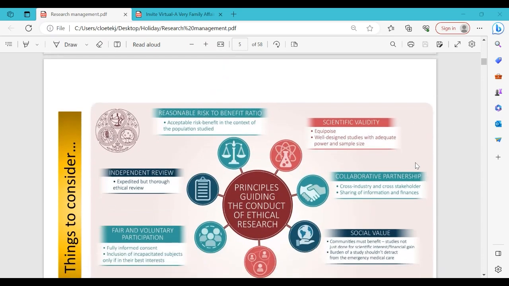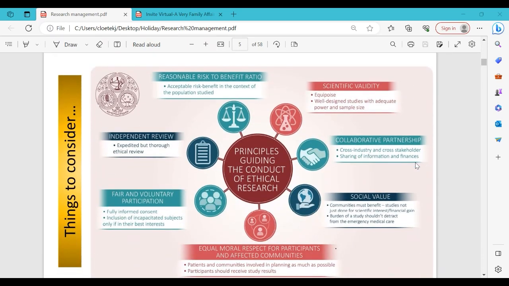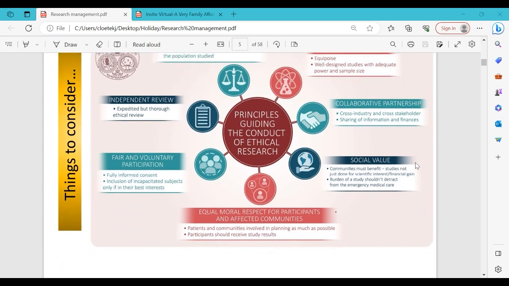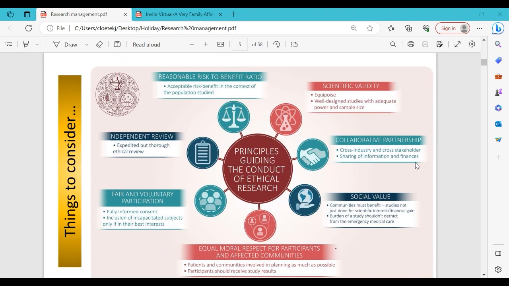As I mentioned, there are also a lot of documents available on the internet describing this. Now, when you're thinking about the principles guiding the ethical conduct of research, we can think again about a number of different aspects related to this. So we have to remember there should be a reasonable risk to benefit ratio. There has to be acceptable risk benefit in the context of the population studied. So minimize the risk for the population.